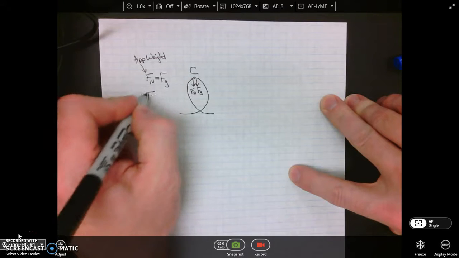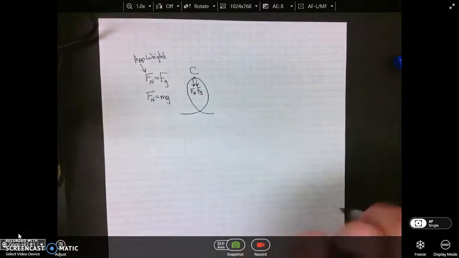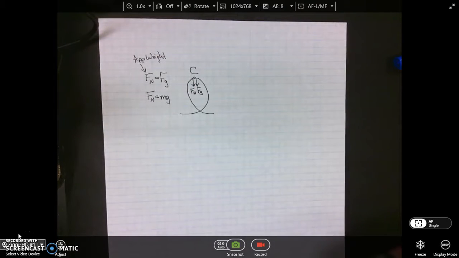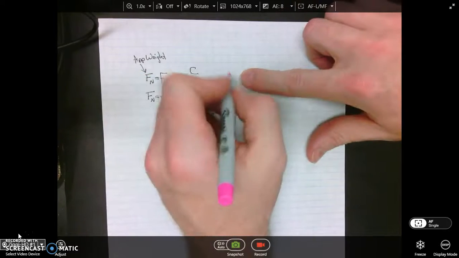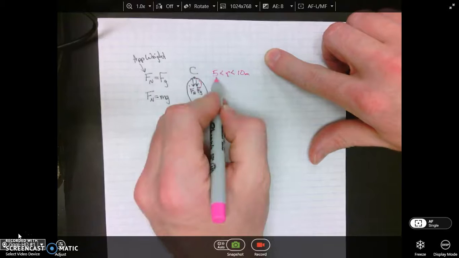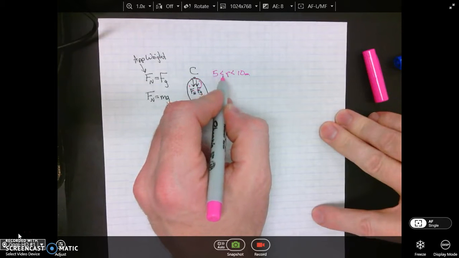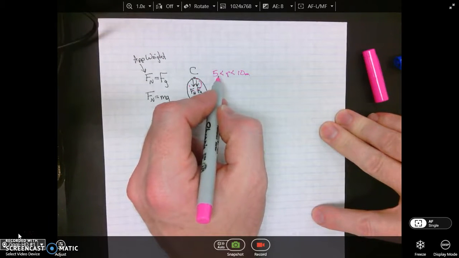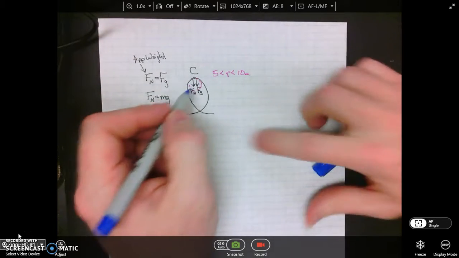So then that means Fn is going to equal mg. You didn't have to figure that one out on this. The only thing you need to determine is the radius of curvature, of how tight that turn is. And I said the radius had to be between 5 and 10 meters. The smaller it is, the better. So if you're closer to like 5, 5.5, 6, 7, something like that, that'll make the math a little bit easier. All right?